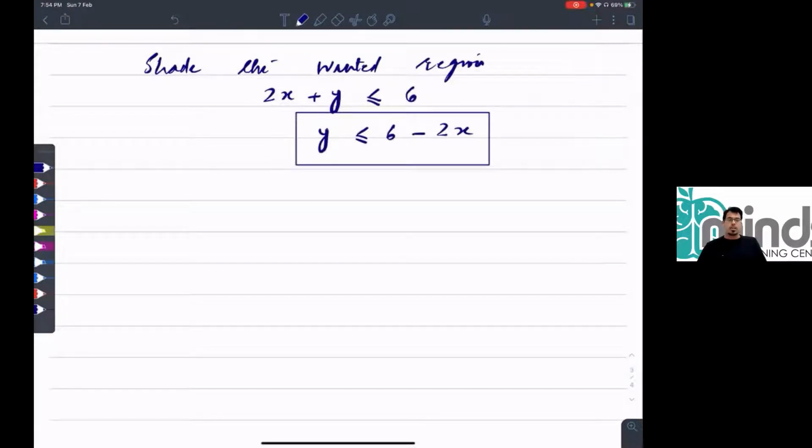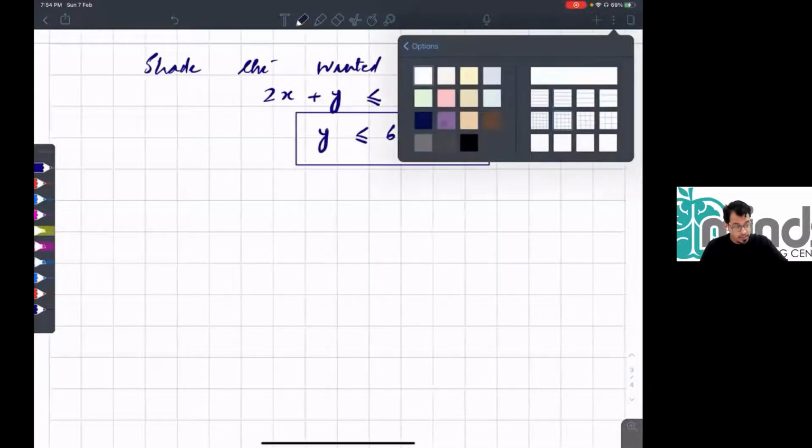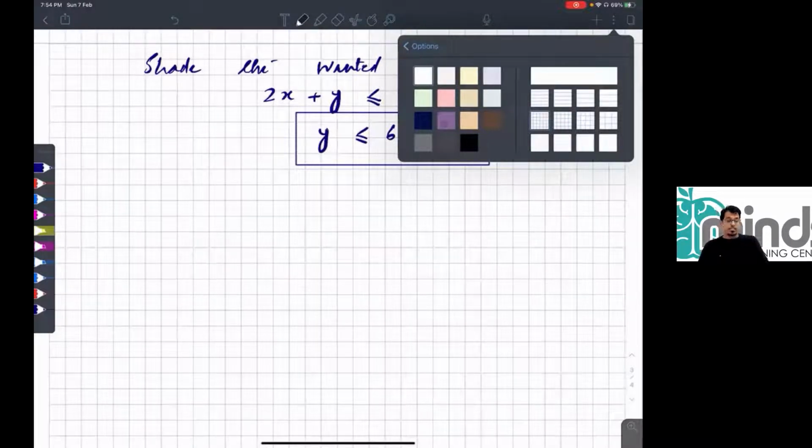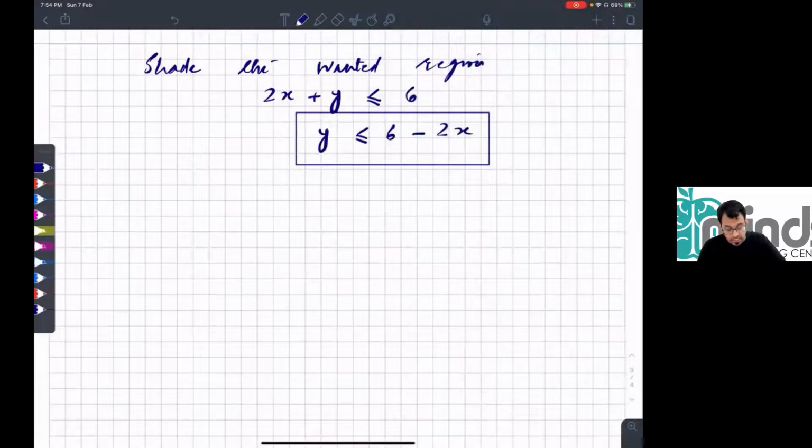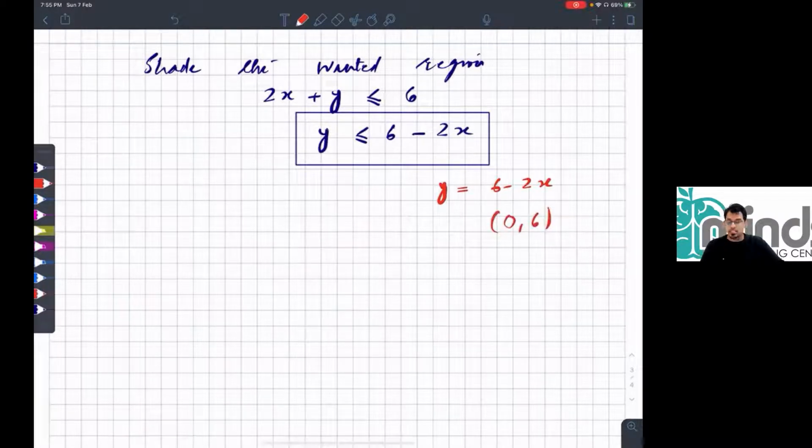Obviously, you cannot plot an inequality on the graph. The only thing that you can plot on the graph is equality. So I will be plotting this line, y equals 6 minus 2x. I hope you remember, how many points are needed to plot a line? At least 2. We need at least 2 points to plot a line. So use any value you want. Let's say if I put x equals 0, do you agree y will be 6? If I put x equals 0 in this line, y will be 6. How many of you agree?